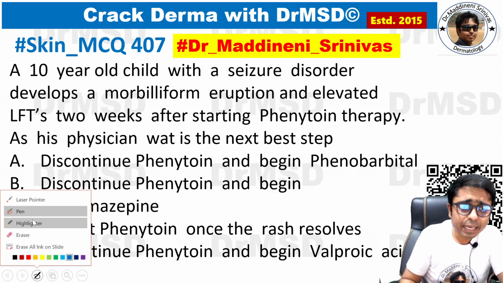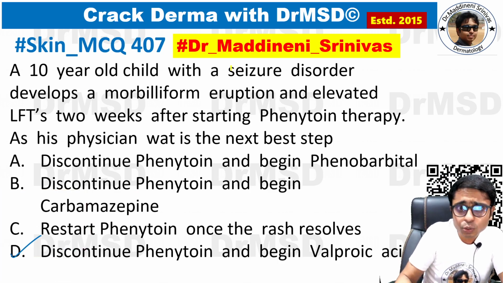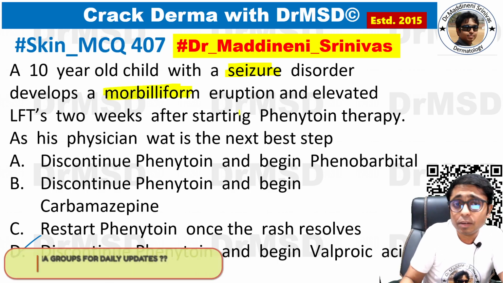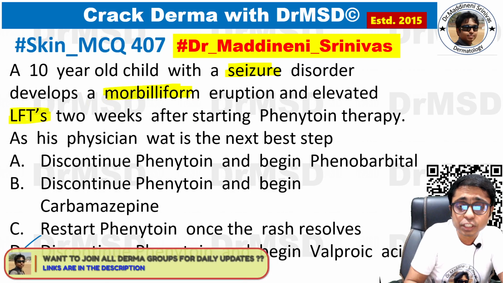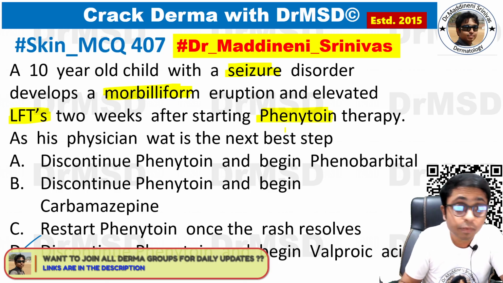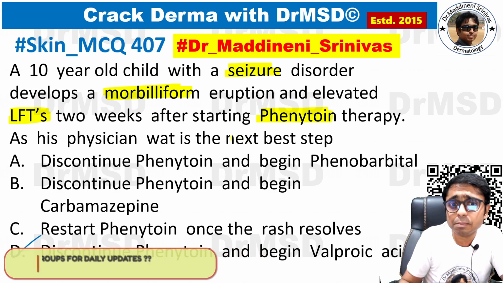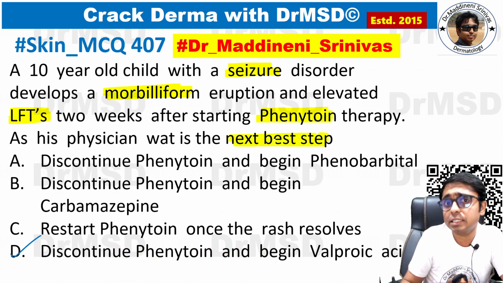So let us see what are the clues which are given in the question. So child is having seizure disorder and there is development of morbilliform eruption and there are liver function tests which are elevated, and yes, the medication which is notorious to produce this eruption is phenytoin. So what is the next best step which you must take?